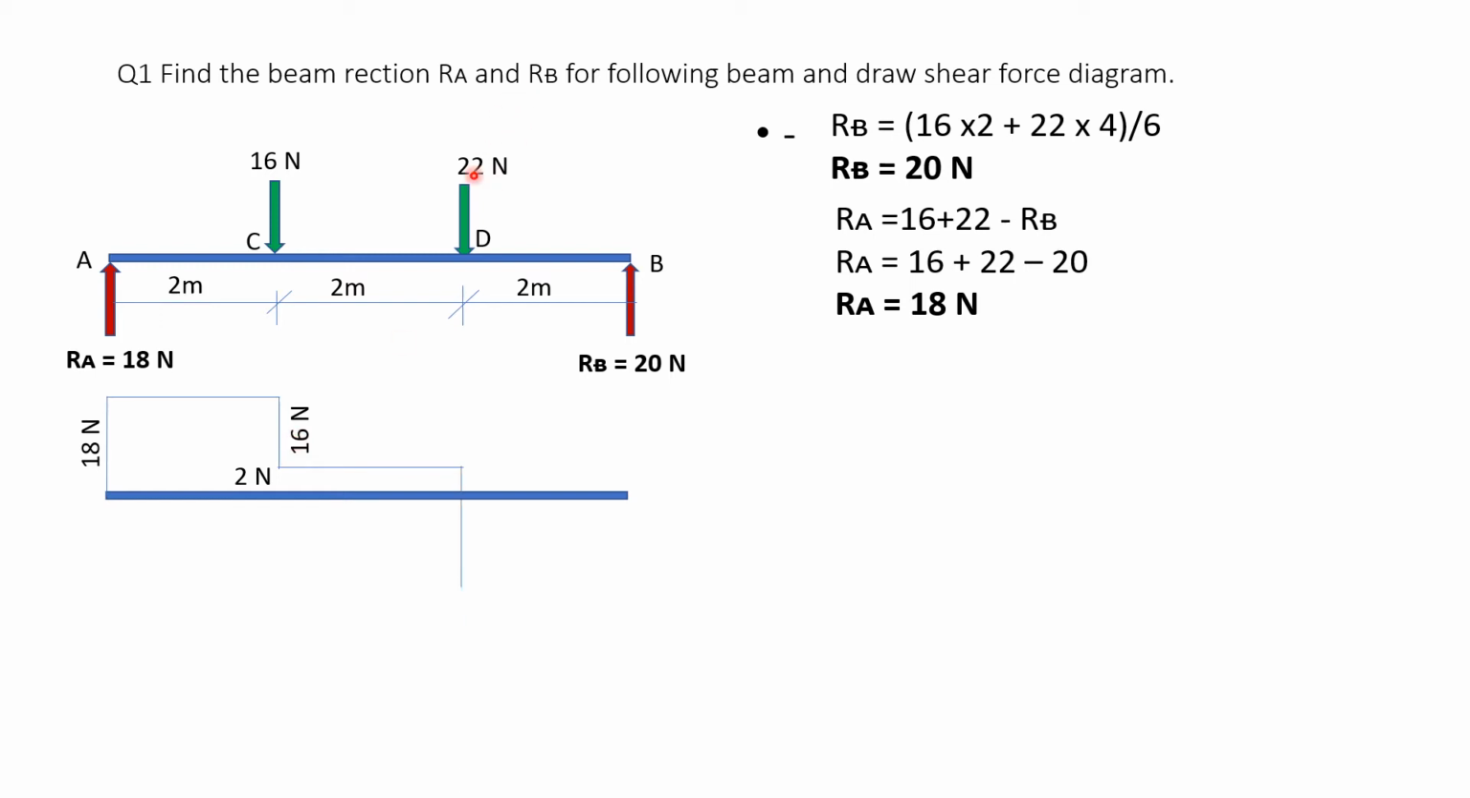Now at D the force is 22 going downward, so here we have to go down by 22 vertically. Now when I come down by 2 Newton I reach 0. So here this is 2 plus and this is 22 going down means minus. So 2 minus 22 is minus 20.